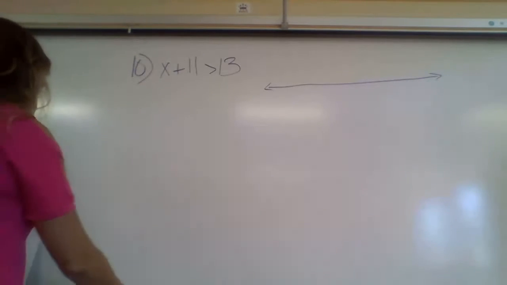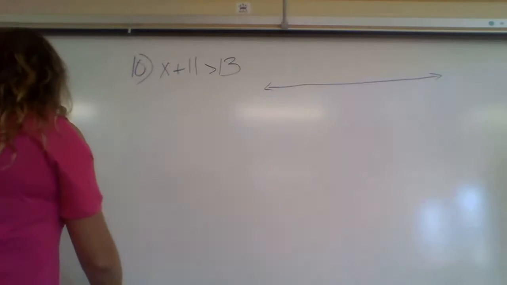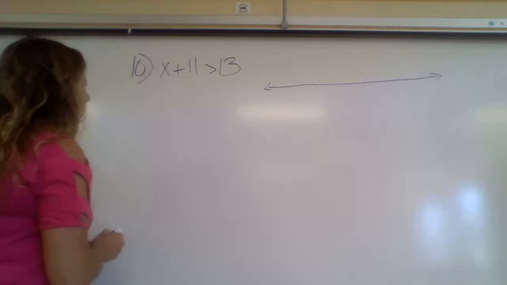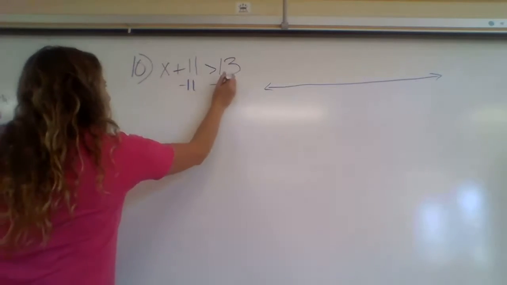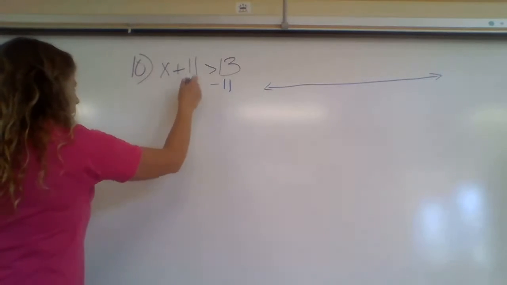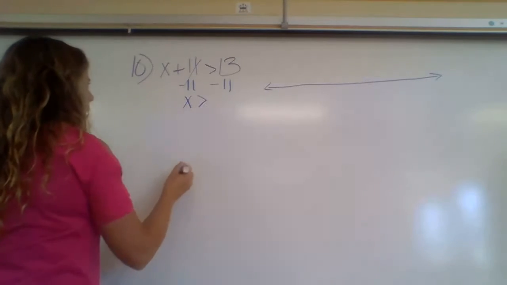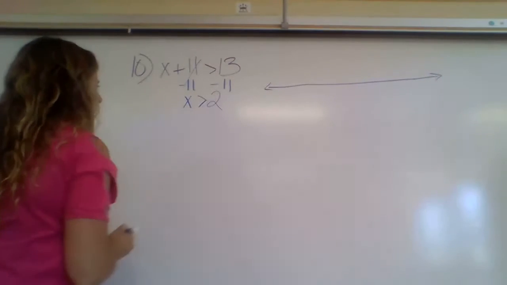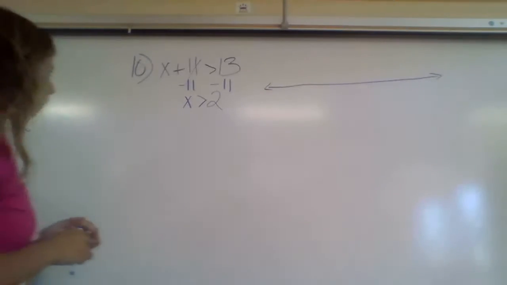Okay, so here's my inequality. x plus 11 is greater than 13. Solve for x. I want to get x by itself, so I'm going to subtract 11 from both sides. 11 minus 11 is 0, so I just have x is greater than 13 minus 11, which is 2. So that's your solution, and then you have to graph it on your number line.